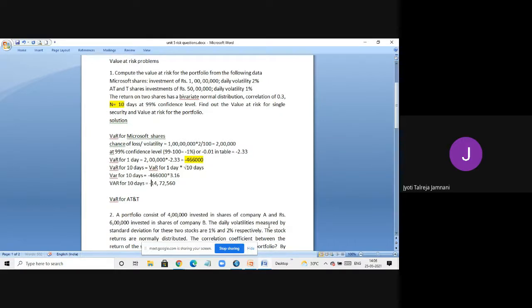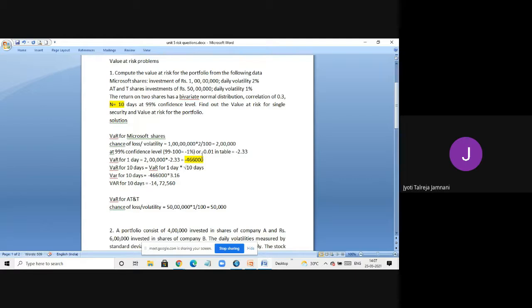Okay, so value at risk for AT&T, similar way we will do it. First, we have to find the chance of loss or volatility. A chance of loss or volatility is equal to whatever is the investment. In AT&T shares, we have invested 50 lakhs, into the loss or the daily volatility, which is 1%. So 1 divided by 100. So of 50 lakhs, 1% is 50,000. So this is the value, the daily loss or chance of loss.